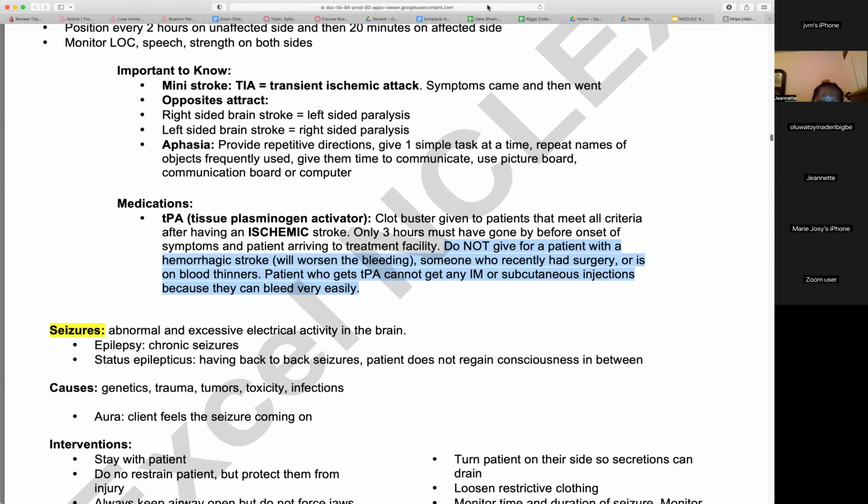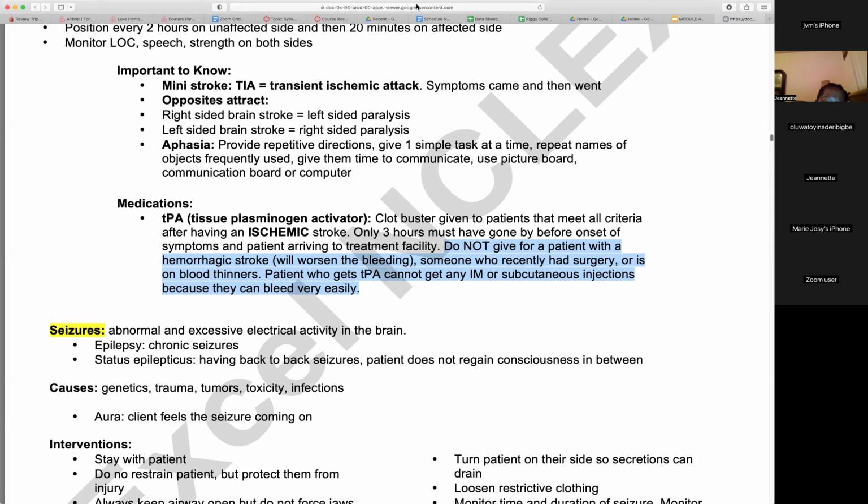Okay, so for TPA, do not give to a patient with hemorrhagic stroke, someone who recently had surgery, or is on blood thinners. Patients who get TPA cannot get IM or sub-Q injections because they will bleed very easily. So what we will do is maybe insert a central line so that if we need to give medications, we can give them IV. And if we need to draw blood, we can get it from the central line. Once they get TPA, they're very vulnerable to bleeding, so we don't want to poke them because they'll bleed a lot.